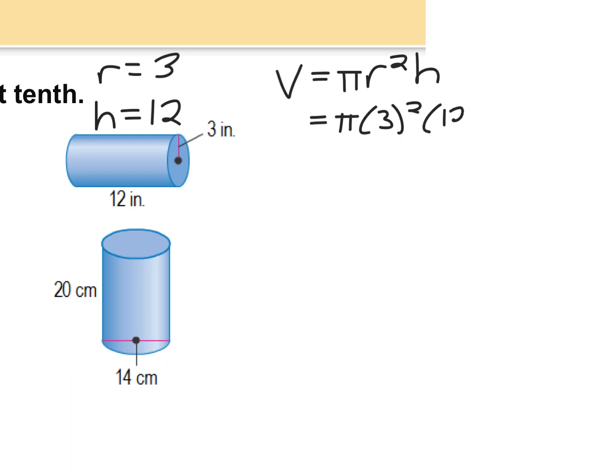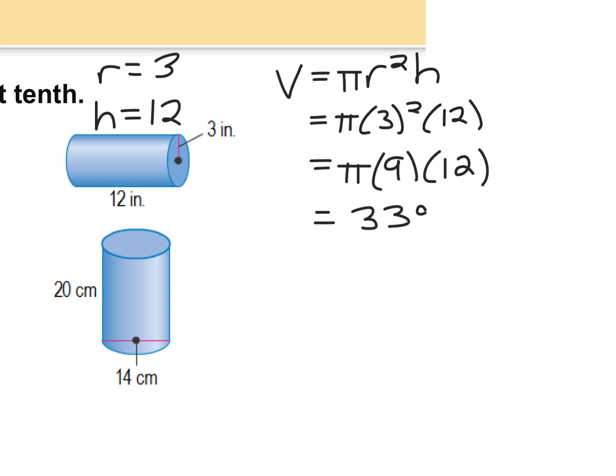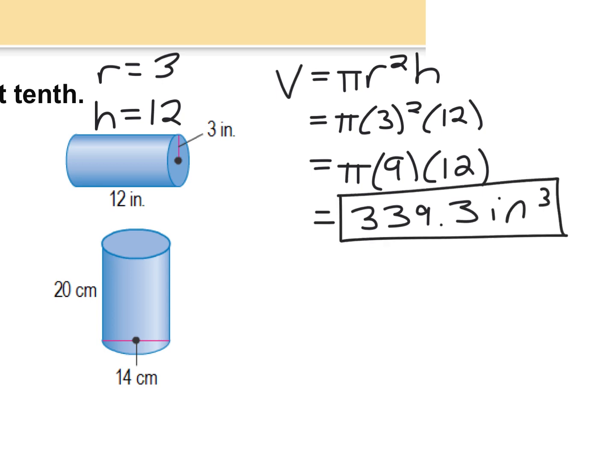When solving, what needs to happen first? The squared needs to happen first. What's 3 squared? 9. Why is it 9? Because it's 3 times 3. Now, in your calculators, you're going to type all of those at once. You're going to take pi times 9 times 12. So what did you guys get? 339.3 inches cubed. Good.